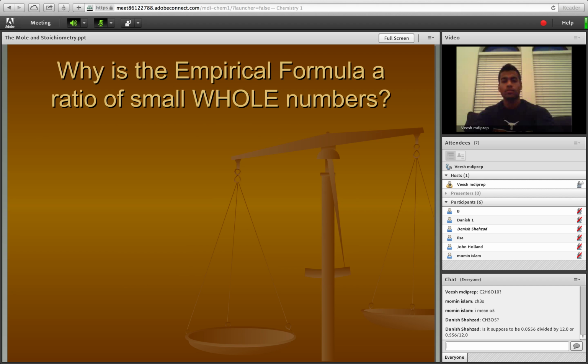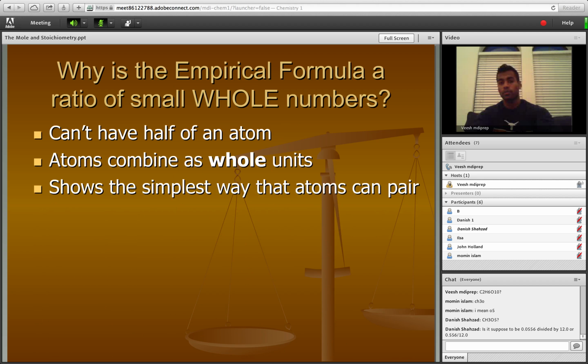Okay, so why is the empirical formula a ratio of small whole numbers? It's always whole numbers because you can't have half of an atom, and also atoms combine as whole units, and it shows that it's the simplest way that the atoms compare. So pretty much it's telling you the molar ratio of these atoms within the molecular formula.